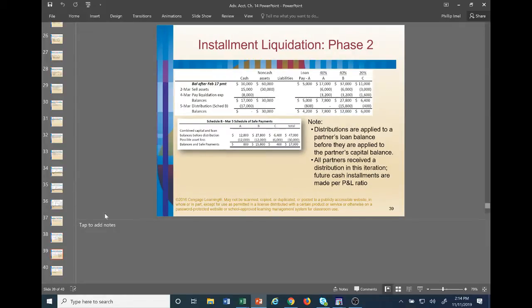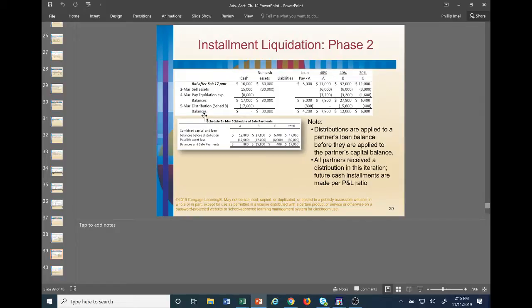Phase 2 of the installment liquidation. This is just the last line that we had, so the balance after the payment on February 17th. Once again, on March 2nd, we sold some more assets. It was at a loss, obviously, because it shows we brought in cash of $15,000 and removed $30,000 worth of non-cash assets off the books. So we incurred a $15,000 loss here. Once again, allocated amongst the partners relative to the profit and loss percentages.